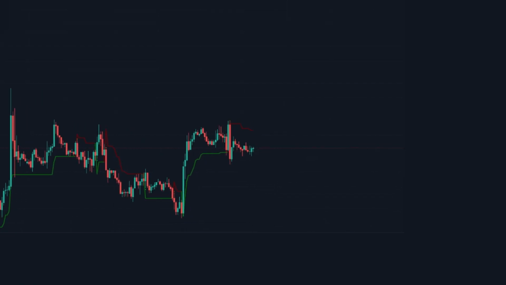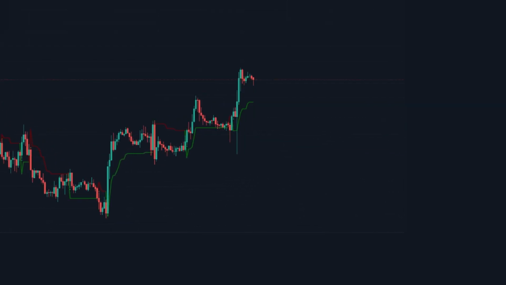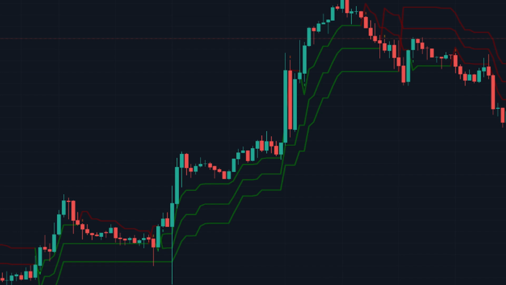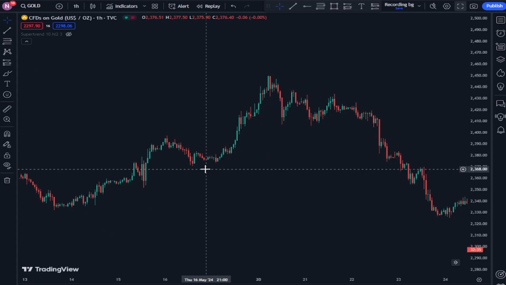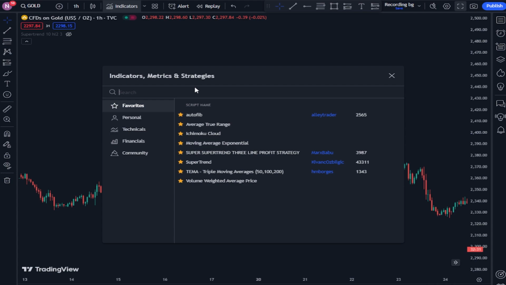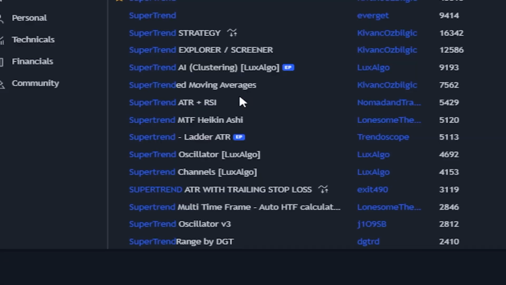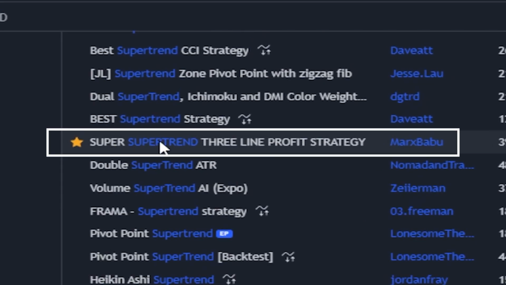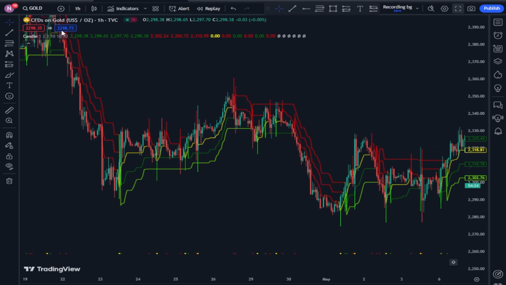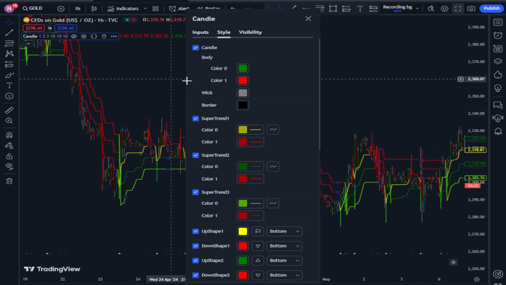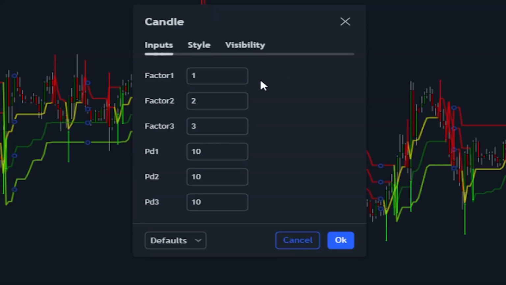The first strategy I'm going to share with you is a great one to have in your trading arsenal. It involves adding 3 super trend indicators. First, let's add this indicator to our chart. To do this, go to the Indicators tab on TradingView, type in Super Trend, and make sure you select the right one. Once you have 3 super trend indicators added to your chart, you'll want to change the settings a bit. Go to the Inputs tab and change the ATR period to 12 and the ATR multiplier to 3.